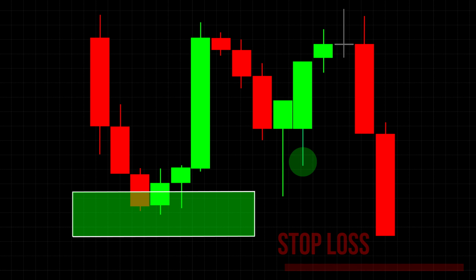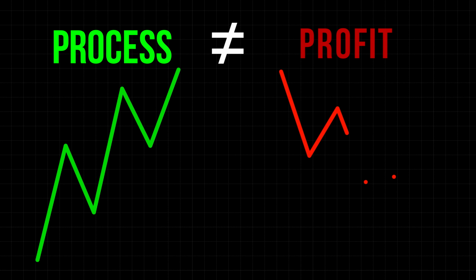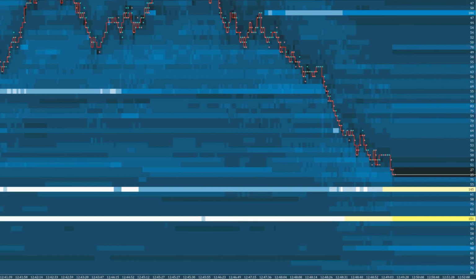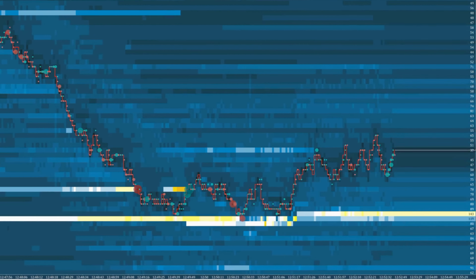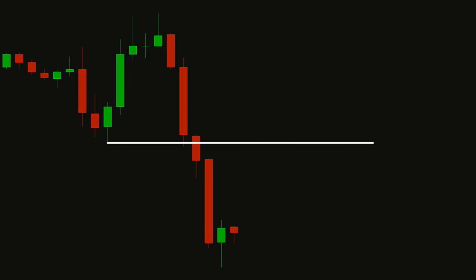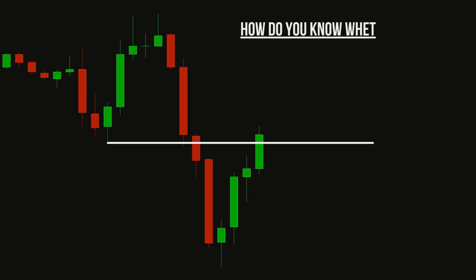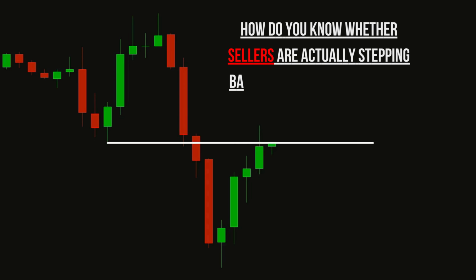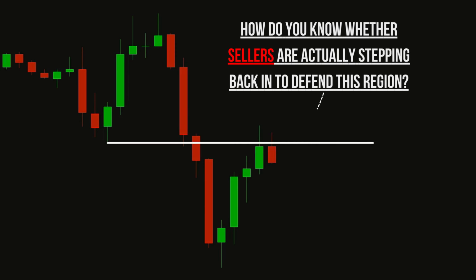If your trades keep failing, even when your process is solid, that does not make you a bad trader. You're just missing key information. This is a very common short setup. Price breaks under the low of day and then pulls back into it. The question isn't if this is tradable. It's how do you know whether sellers are actually stepping back in to defend this region.